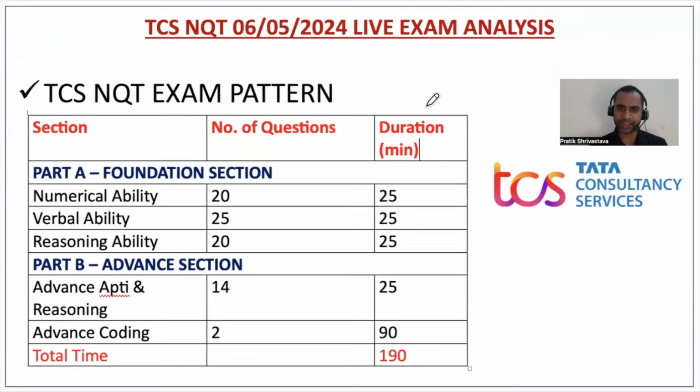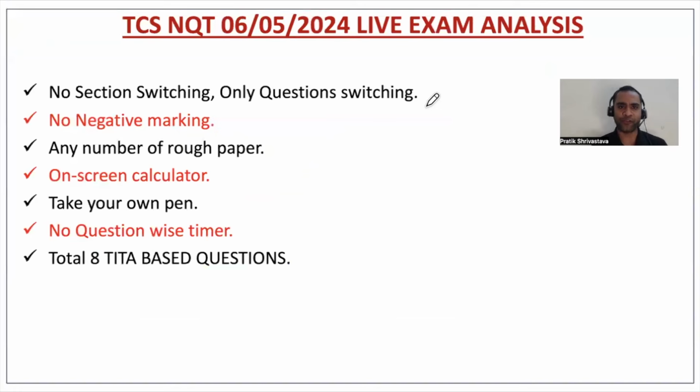Now, before I start solving the questions, I just wanted to tell you, friends, in the exam there was no section switching. You can only switch between the questions, right? So suppose question 1, question 10. From question 10 you can go to question 1, from question 1 you can go to question 10. Okay, there is no negative marking in the TCS exam. It's good news for all of you, so please don't worry about that.